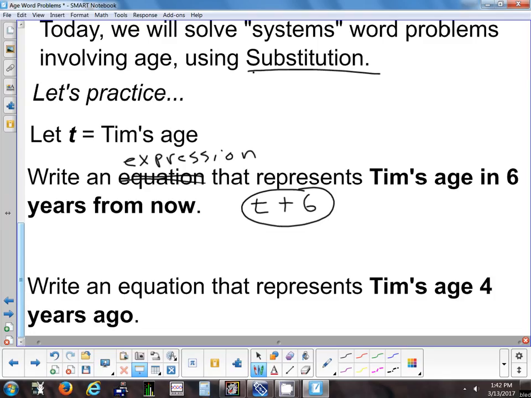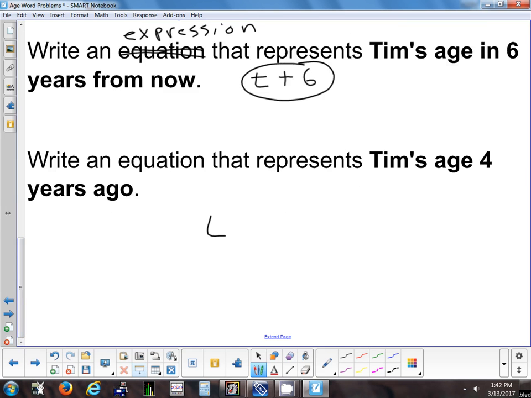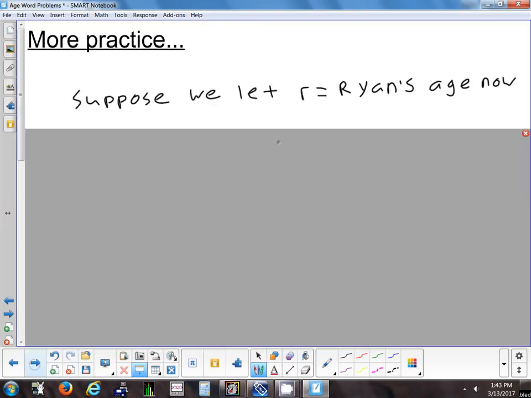How about Tim's age 4 years ago? So this is 4 years in the past. Kaylee? Yeah, it would be t minus 4. So when we deal with a problem that represents somebody's age in the past, that's what you would have to write down. That would be the first step.